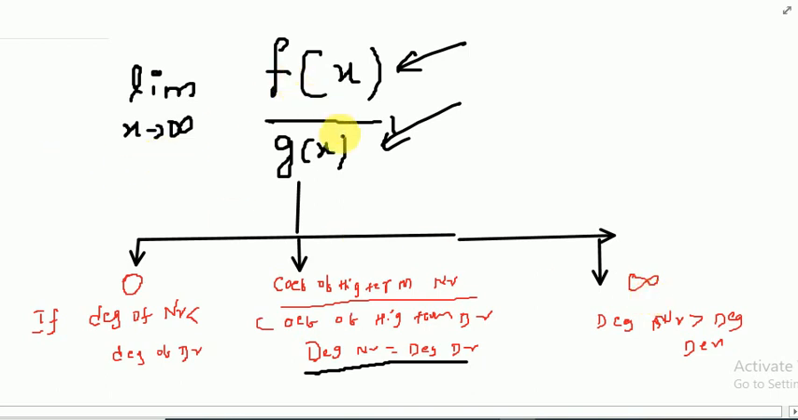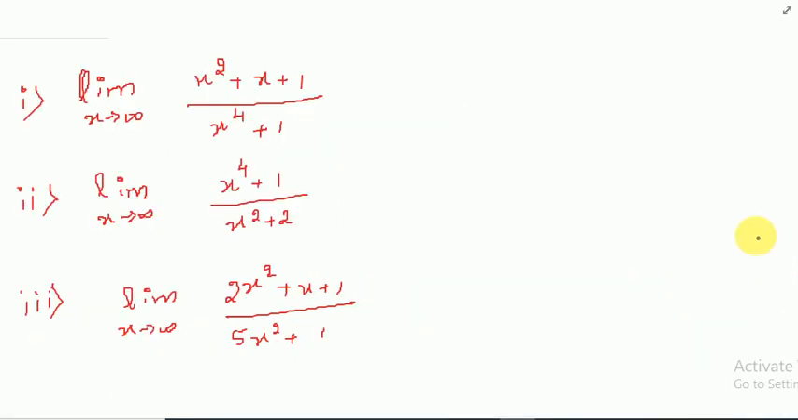Limit of x tends to infinity f of x divided by g of x, where f of x and g of x are polynomial functions. Three different cases are there: degree of numerator equal to degree of denominator, degree of numerator less than degree of denominator, degree of numerator greater than degree of denominator. If degree of numerator is less than degree of denominator, nothing to worry, answer will be 0. If degree of numerator is equal to degree of denominator, coefficient of highest degree term in the numerator divided by coefficient of highest degree term in the denominator, and in the case of degree of numerator greater than degree of denominator, the answer will be infinity. So let me extend this concept further.